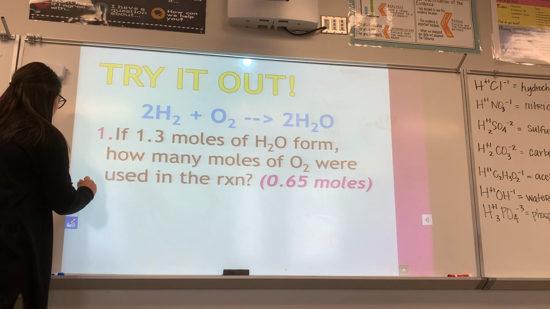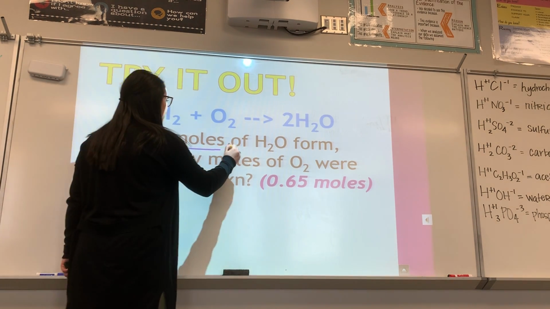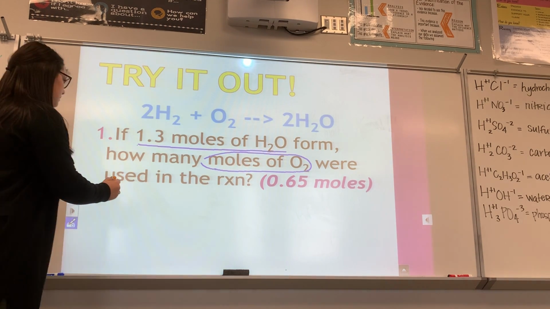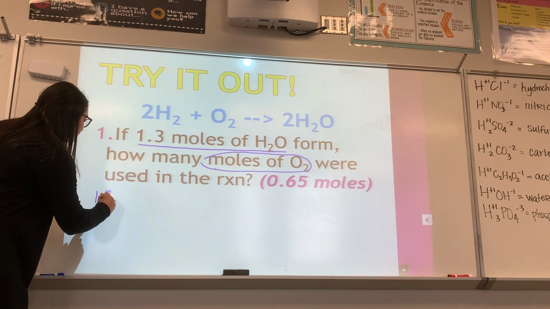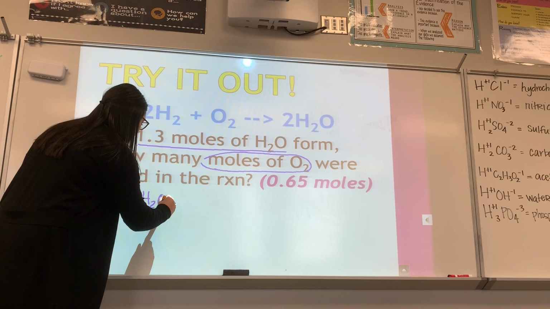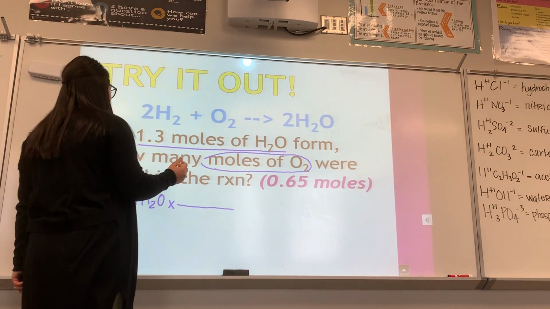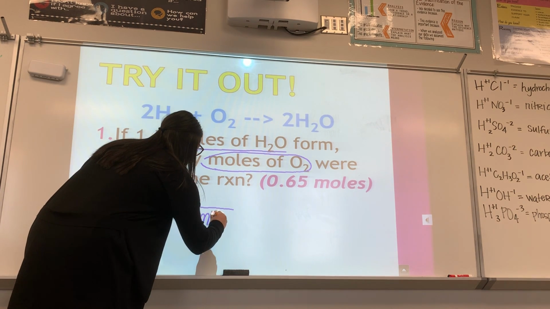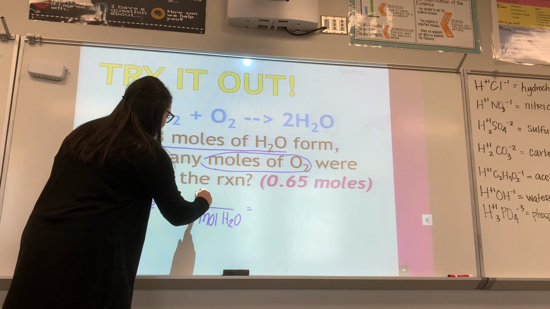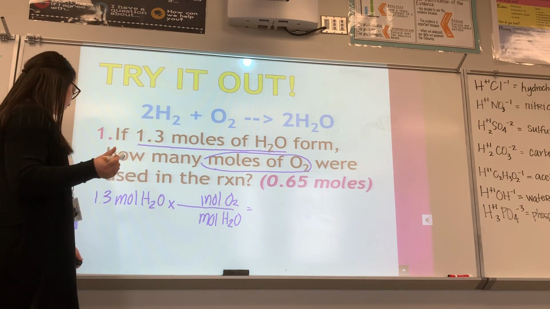If I have 1.3 moles, that's what I'm starting with, so that's what I know of water. I want to get moles of oxygen. So I start with my 1.3 moles of water, H2O, multiplication. It's a 1-step problem based on our stoichiometry map. I want to cancel out my moles of water, so I write that on the bottom. And I have my moles. I want to find moles of O2 on the top.